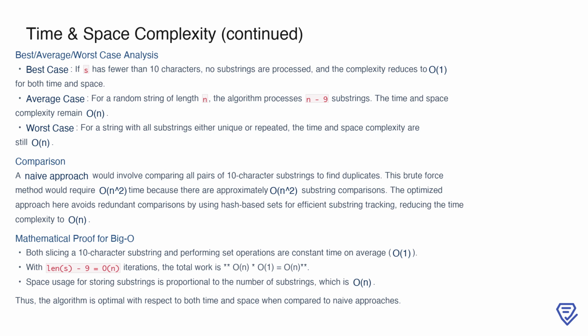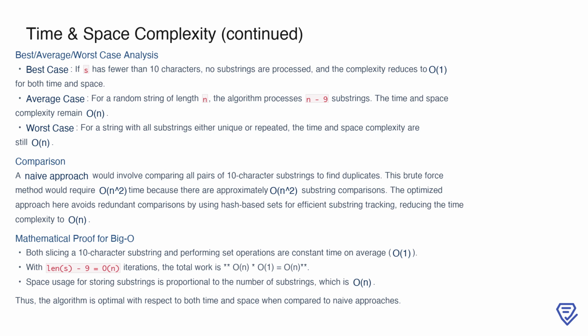In the average case, for a random string of length n, the algorithm processes n - 9 substrings, maintaining time and space complexity at O(n). In the worst case, where all substrings are either unique or repeated, these complexities still remain O(n). Comparing this to a naive approach, which compares all pairs of 10-character substrings, the brute force method would require O(n²) time due to approximately O(n²) substring comparisons. The optimized approach, on the other hand, avoids redundant comparisons by leveraging hash-based sets for efficient substring tracking, reducing the time complexity to O(n). Mathematically, slicing a substring and set operations are O(1) on average.